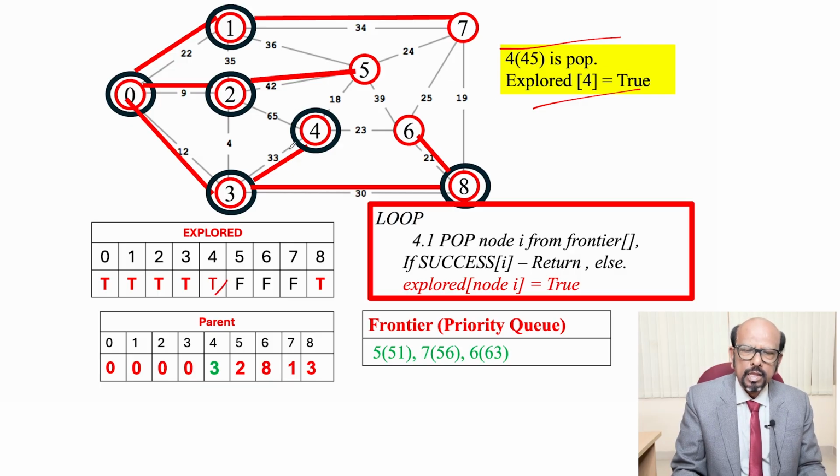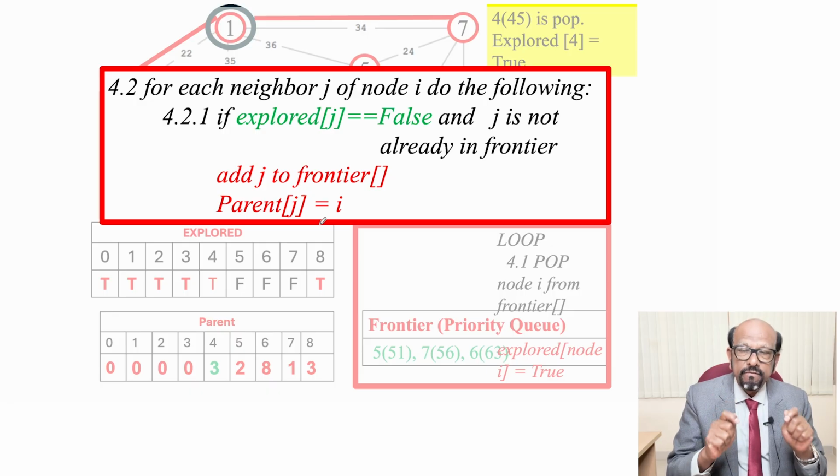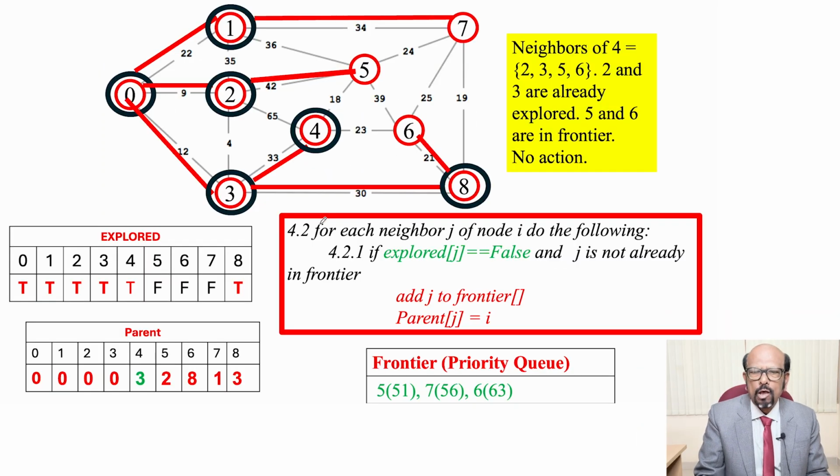I have added the black square in 4. So this is about 4.1. 4.2, for every neighbor, verify whether these two conditions are satisfied. If so, insert it. Look at it. How many neighbors are there for 4? For 4: 2, 3, 5, 6. So that's all. Here, 2 and 3 are already explored. 5 and 6 are already in the queue, in the frontier. So, no action. There is no vertex which satisfies both the conditions.